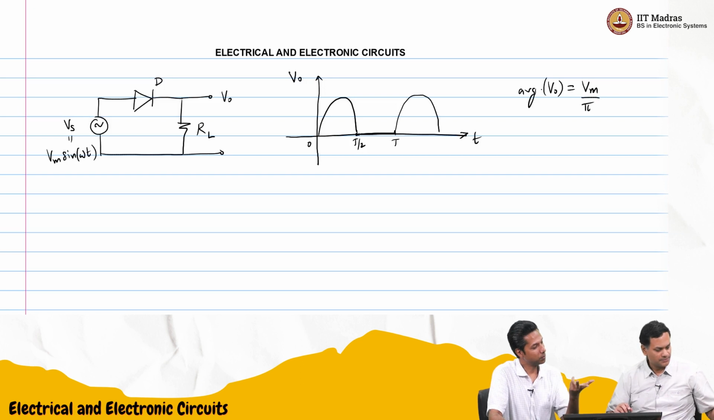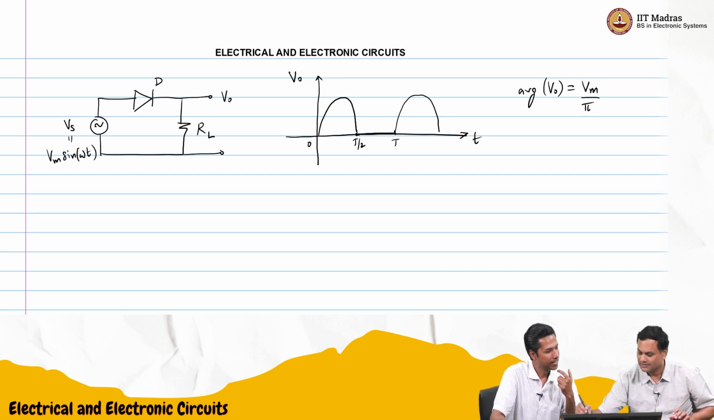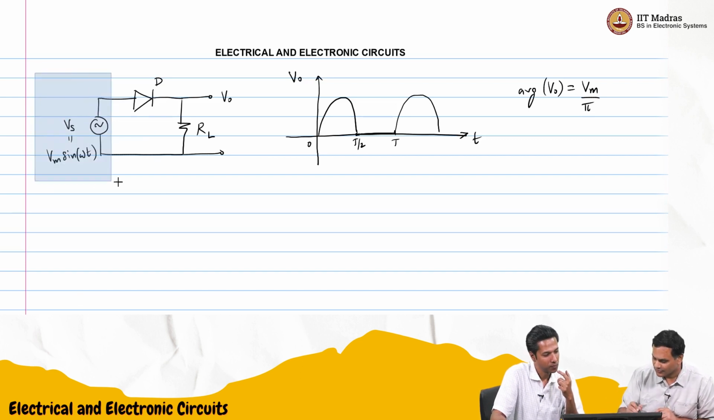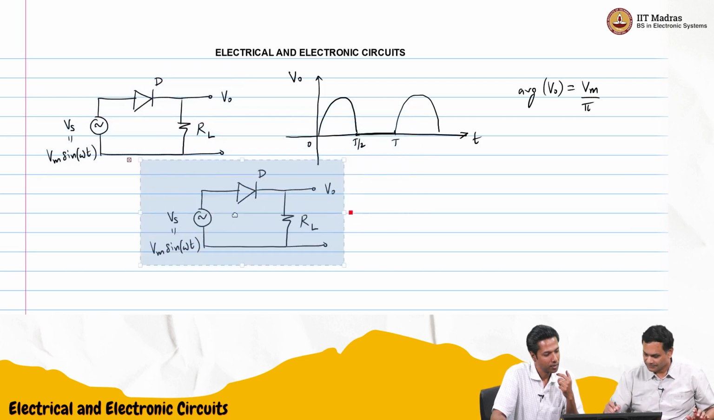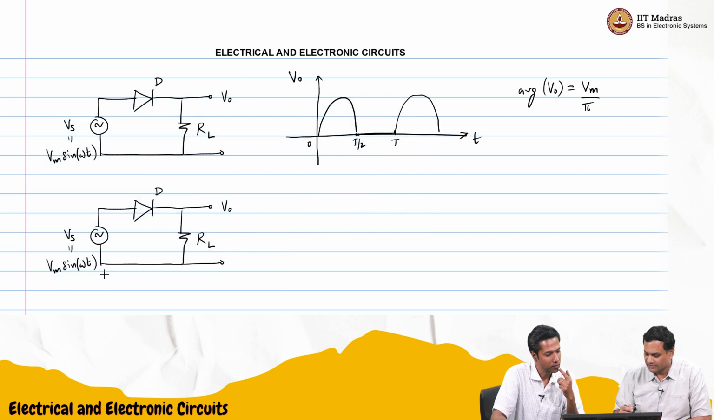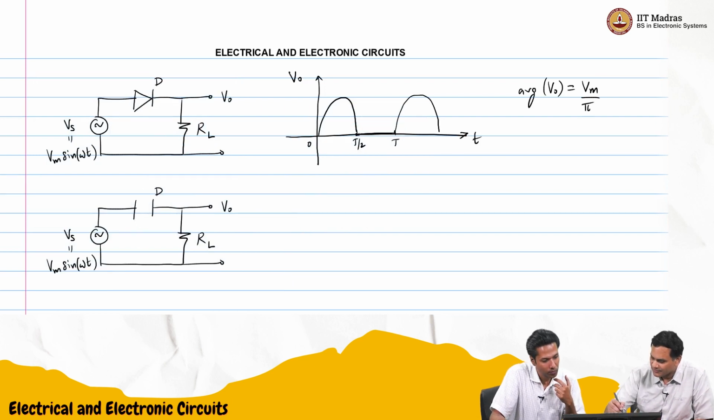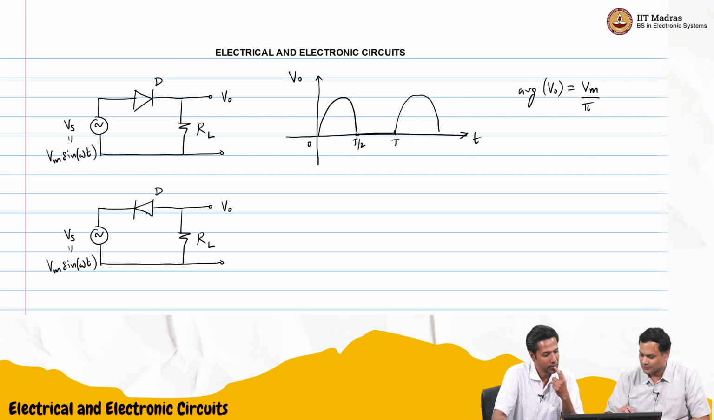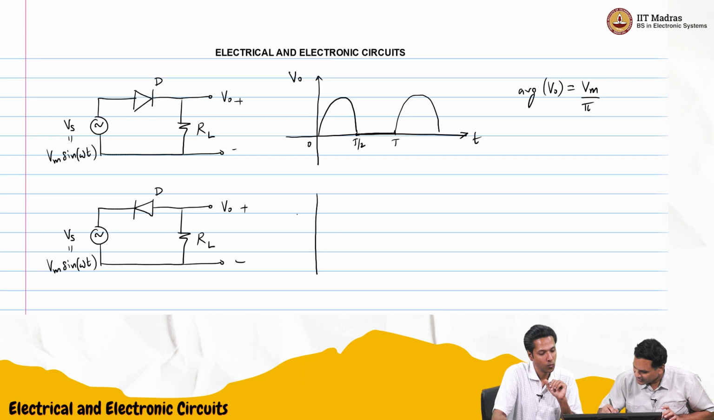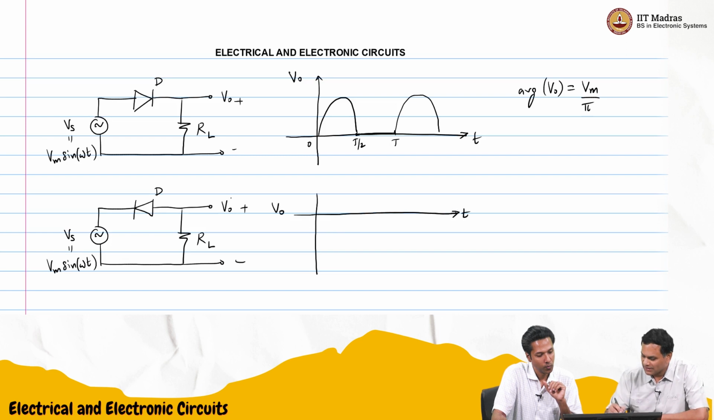Suppose we flip the diode, what will happen? Let me redraw that circuit. We take the same thing, except flip the diode, changing the direction of the diode like this. In the positive cycle there is no current. On the negative side it will conduct. So I'll draw that, and maybe I'll call this V naught prime.